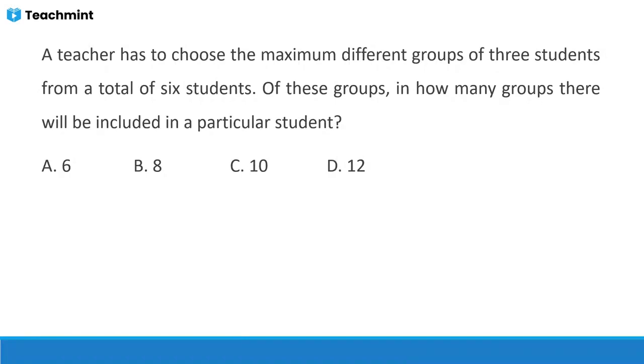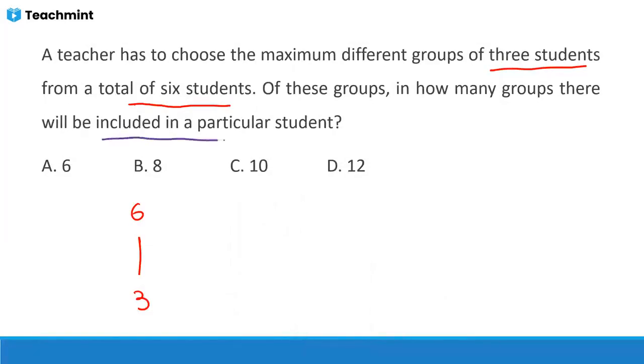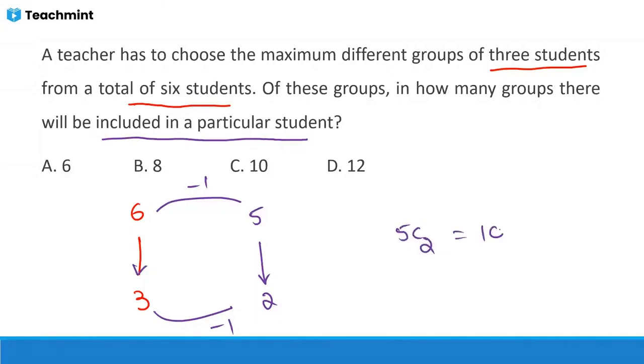So what about this question? If you observe, 6 students are there, 3 students required. You need to select 3, but a particular student is already included. One student is already confirmed in the team, so fix the slot. Now among the remaining 5 people, you need to select 2. 5C2 is 10.